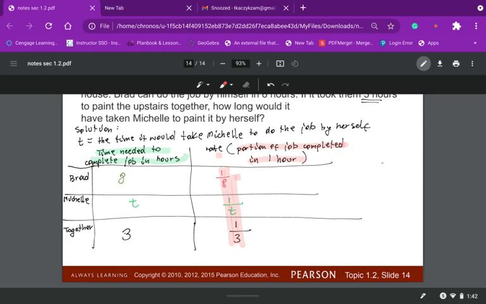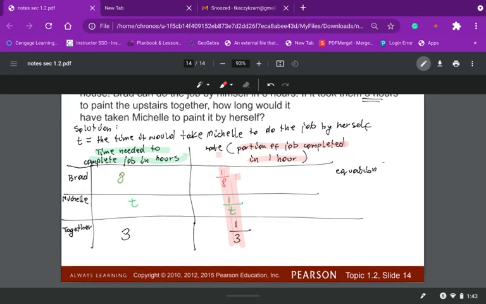So we're using the rate to create the equation. So the equation which we need to solve to use that problem, that equation will describe the portion of the job completed together in 1 hour.